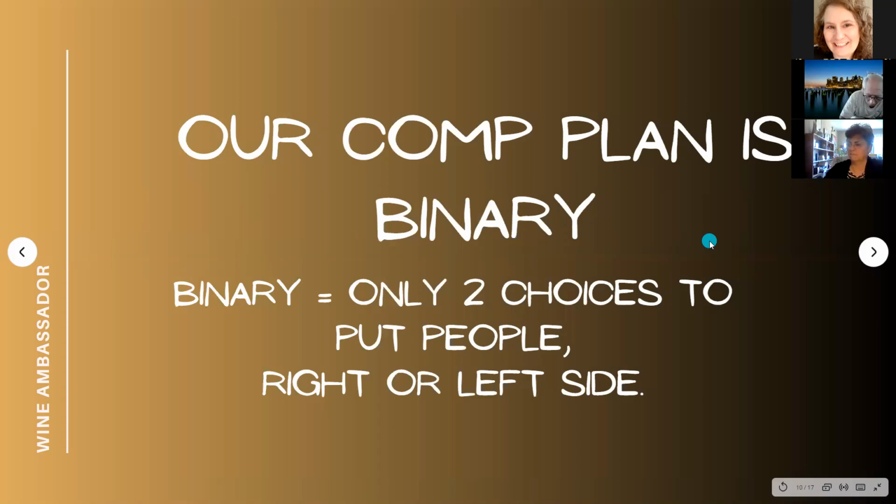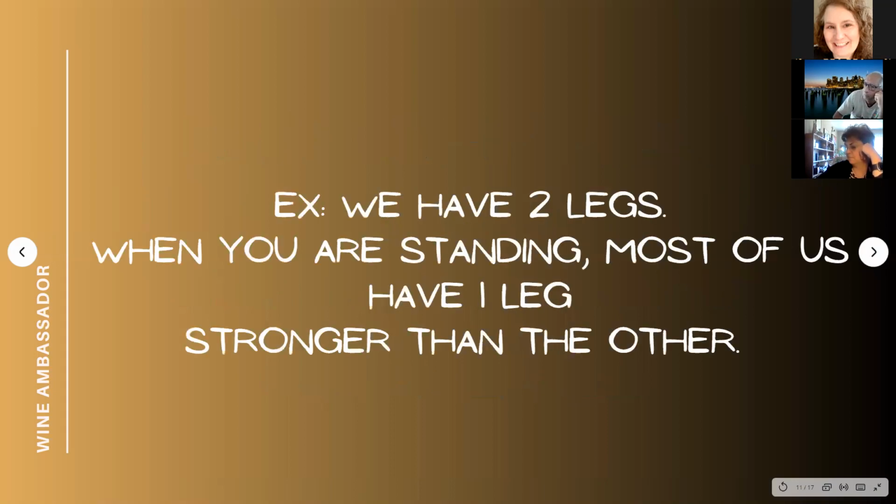How's that? But our comp plans for both Wine Ambassador and Velovita are binary, meaning you have two choices on where to put people, the right side or the left side. Sometimes they're called strong side and lesser side, or strong side and weak side. It doesn't matter. There's only two choices in where you can place people. And so just like that, we have two legs. The majority of people have two functioning legs.